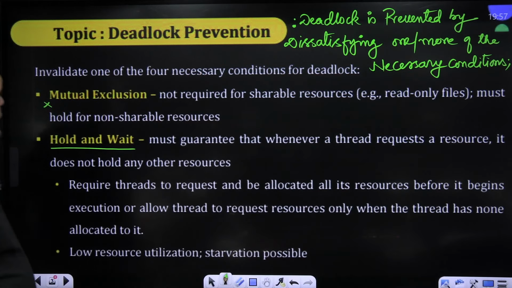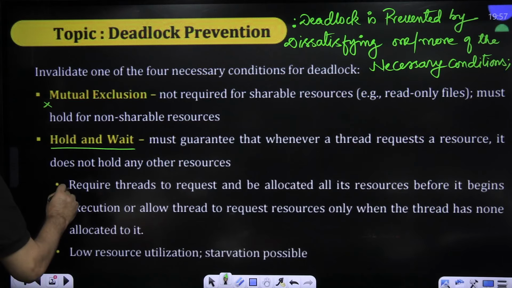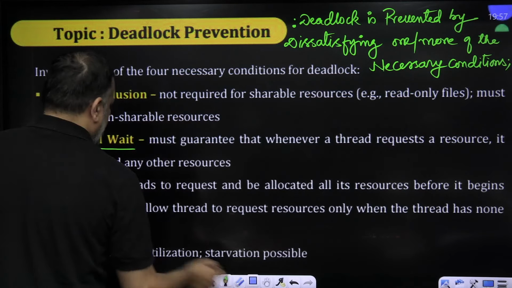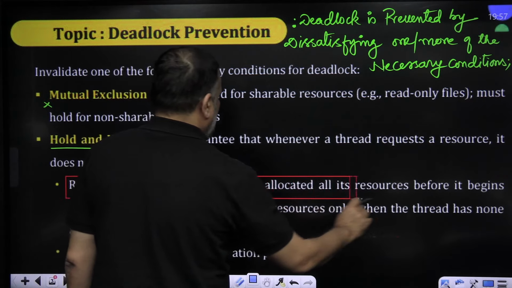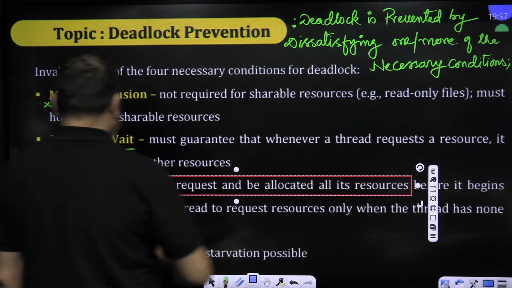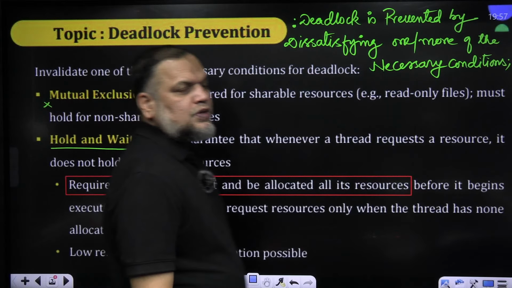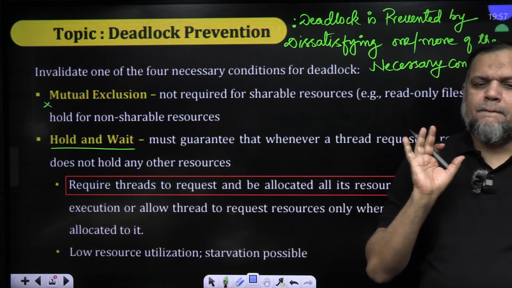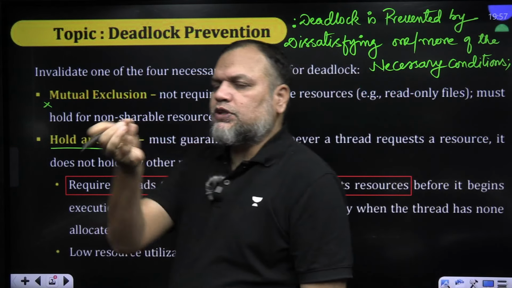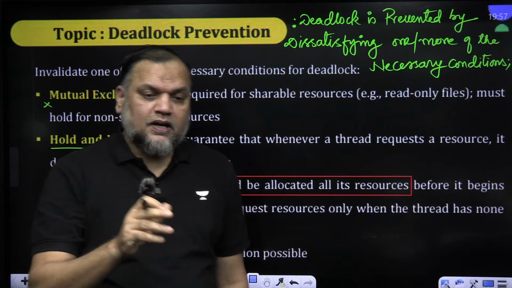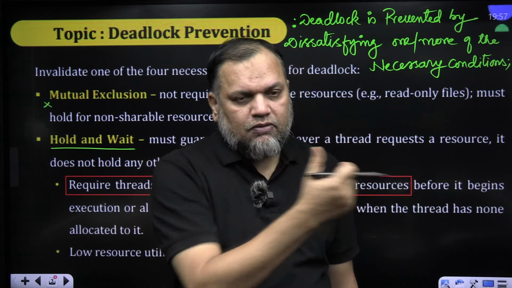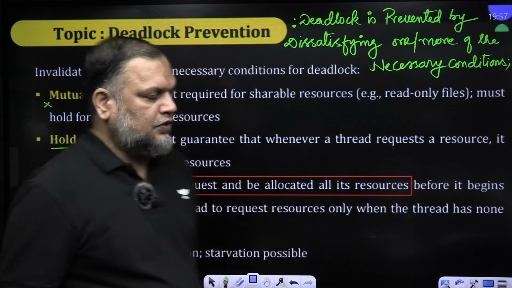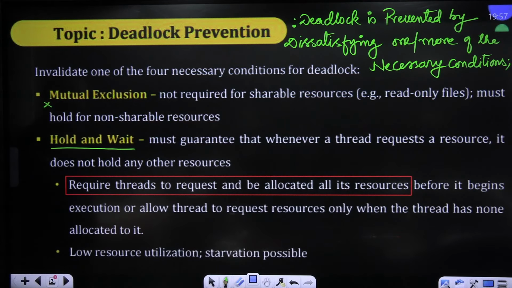So there are two protocols for this. Number one, require threads or processes to request and be allocated all its resources. Isse highlight karenge. All its resources. When? Before it begins its execution. Process apna execution start karne se pehle, sare jitne resources usse chahiye, it should request all. And execution should start if I get all. Agar mujhe 2-3 milenge, baaki ke resources nahi milenge, process or thread will not start. It will say, I will wait for all. So it will be waiting for all, or if it is holding all. But not both.